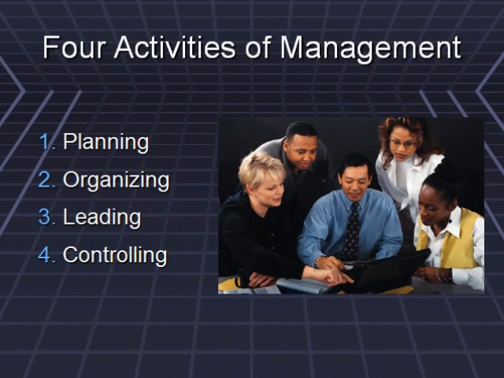The four main activities of management is to plan, organize, lead, and control. Planning involves setting your objectives, deciding what resources you need, and setting up your strategies. Organizing involves designing the jobs that you need to complete your goals, creating the organizational structure, setting your policies, and allocating who will get what resources they need.